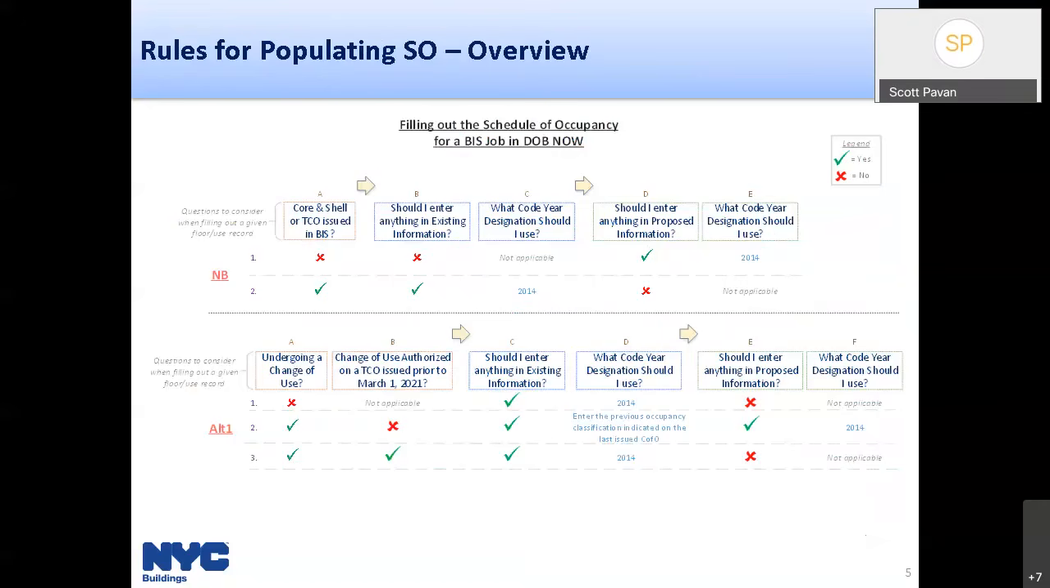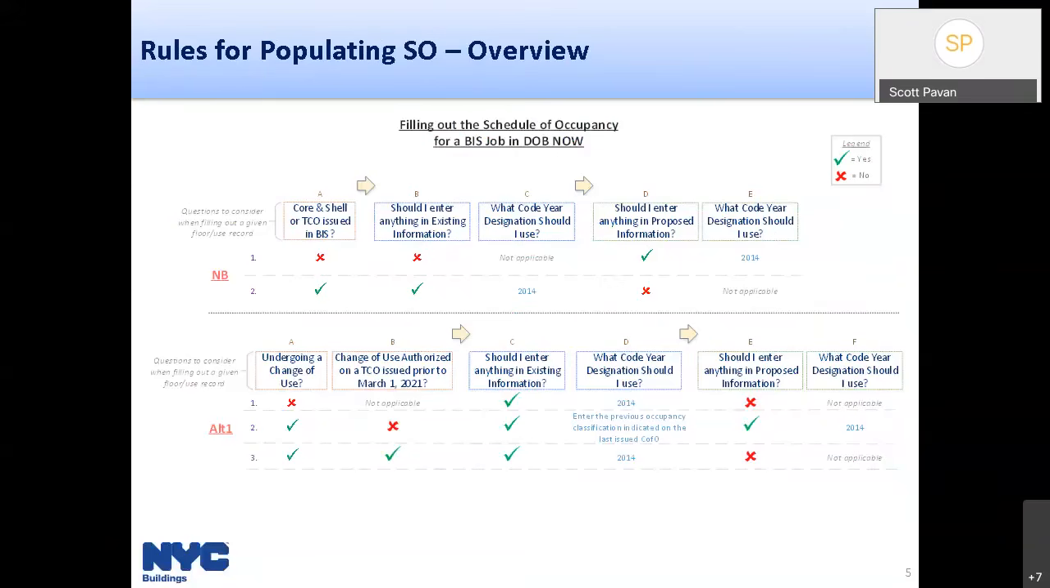But let's look at row number 2, where the green check mark is. A said, yes, I got a TCO for that floor use already, even though it's a new building. So should I enter it as existing? Yep, because it was inspected and it was issued. John Rain gave me a TCO, so it exists now. That's the big leap. What code year designation should I use? 2014, of course, because I want my TCO for that use, and I want it today, so it's 2014.